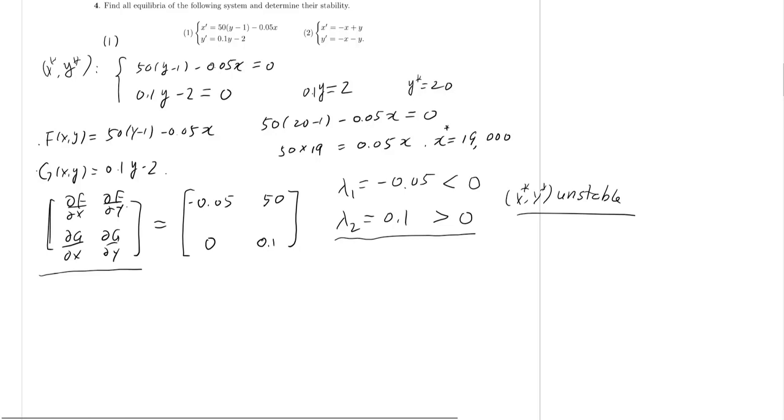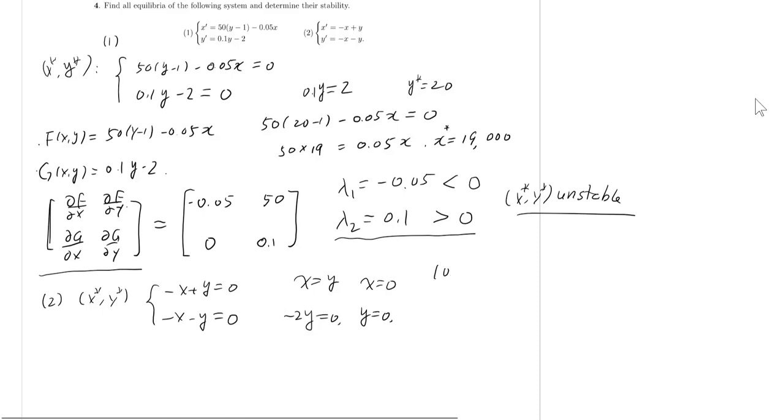Let's look at our second example over here, number 2. And find equilibrium. We solve a pair of equations. We have negative x plus y is equal to 0, and negative x minus y is equal to 0. And we can easily see that the solution we have is 0, 0. There's only one solution. x is equal to y from the first one, and then negative 2y is equal to 0. We have y is equal to 0, and so x is also equal to 0. So 0, 0 is the only equilibrium.